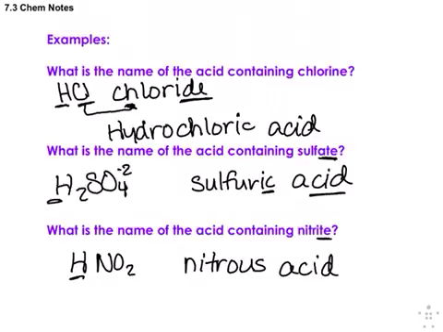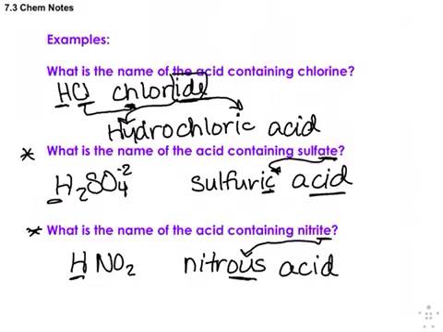So why isn't there hydro on these two? Is that your question? Yeah. Because it's not the ide. Yep. So only the ide gets the ic and the hydro. Ate only gets the ic, and nitrite or ite turns to OUS. All of these suffixes help indicate to you when you see the word that it is an acid.